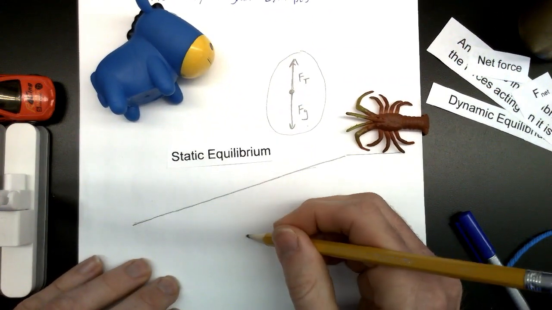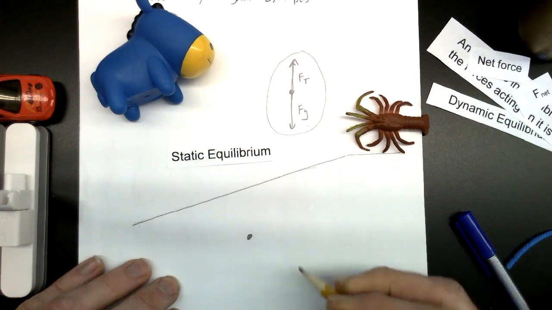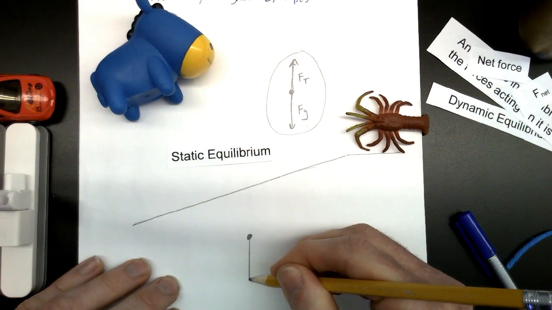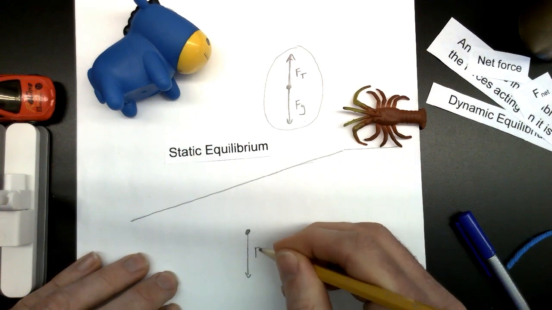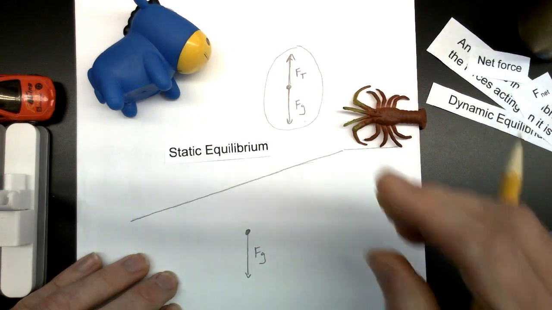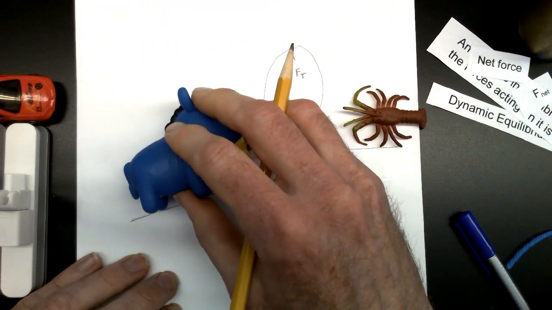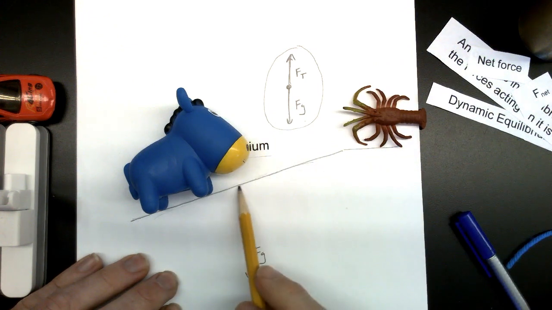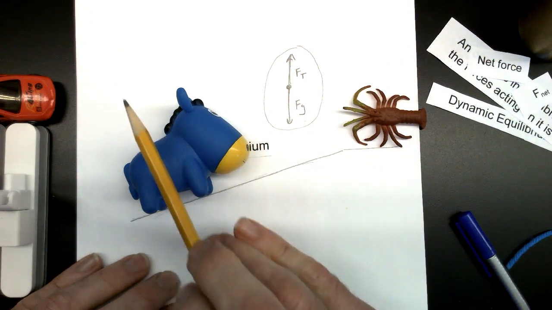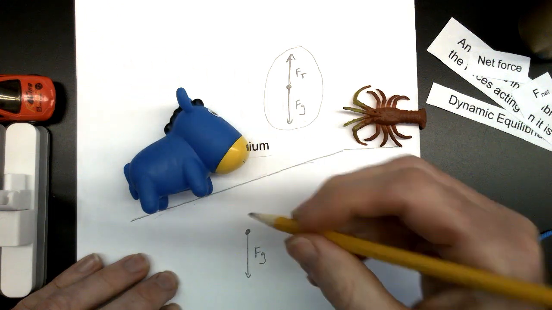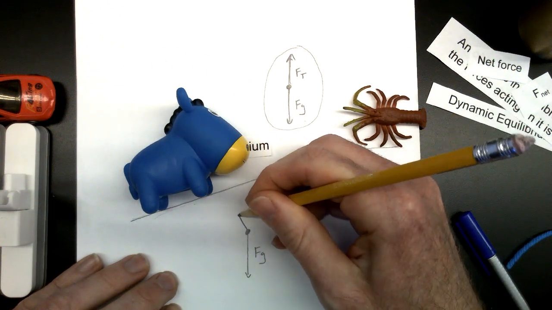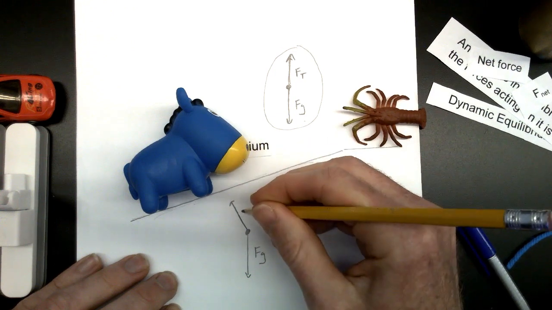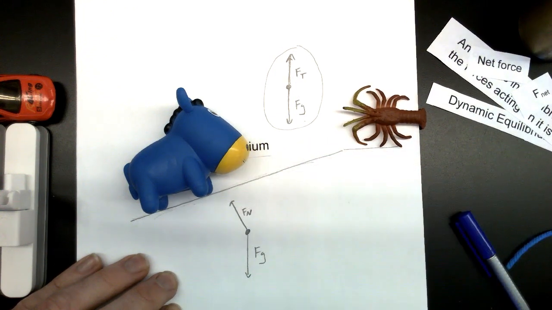So I'm going to draw the horse as a dot. I'm going to draw gravity going down like this. So this is going to be my force of gravity. I'm going to have a normal force, but remember the word normal actually means perpendicular. So if we look at this surface right here, perpendicular to the surface is actually going off at an angle this way. So I'm going to have my normal force go off at an angle like this, Fn.